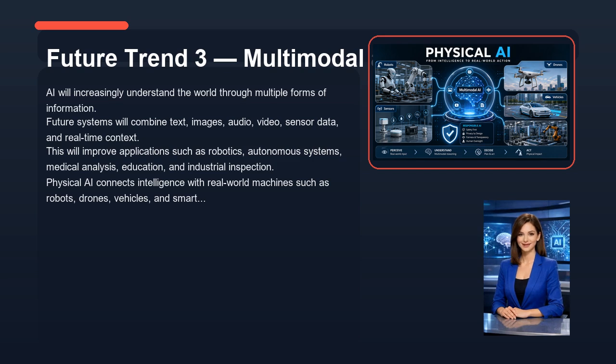Physical AI connects intelligence with real-world machines such as robots, drones, vehicles, and smart devices. The goal is not just to understand digital information, but to act safely and intelligently in the physical world. This will require strong safety testing and careful design.